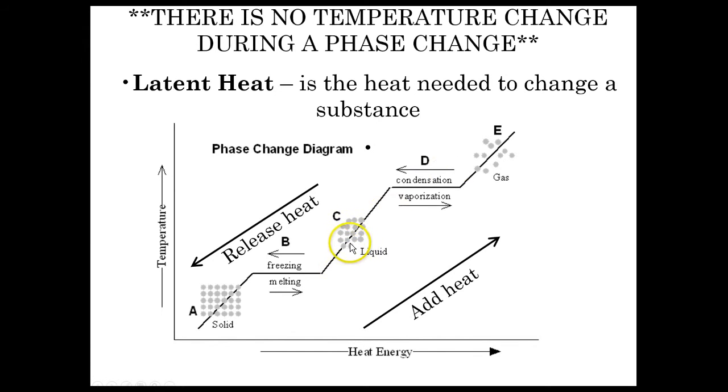When you go from the liquid to gas, that's evaporation or vaporization, and you're going to need even more heat, even more temperature to go from the liquid state to the gas state. And then you come back down and do the opposite. So when you're going from a gas to a liquid, you're actually giving up temperature, you're releasing heat.